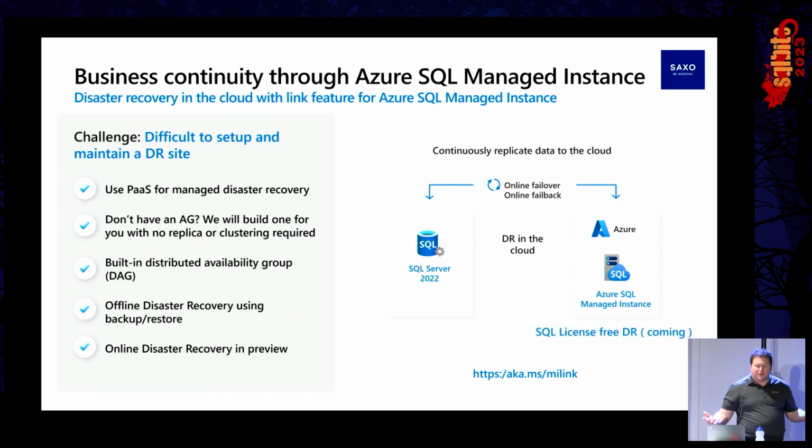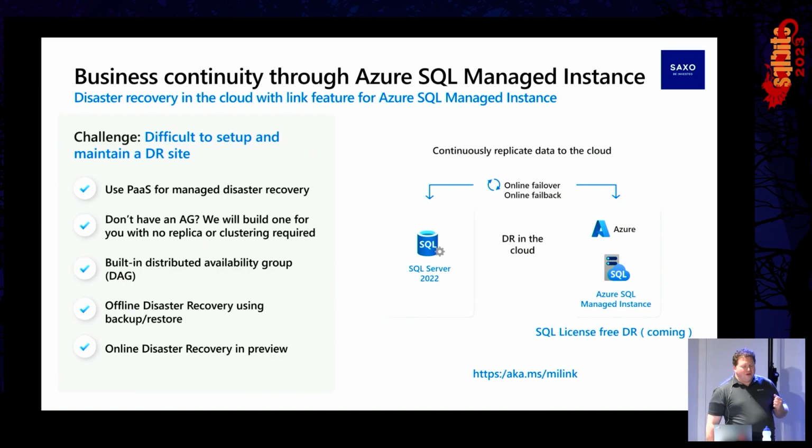So how do we do it? Well, number one, Managed Instance is a PaaS service in Azure. You provision it, we manage it, you use it. You don't have to worry about patching the OS and all that stuff that you have to worry about on-prem. We take that out of your hands and put it into ours. Don't have availability groups already? As part of the setup process, we will create them for you.